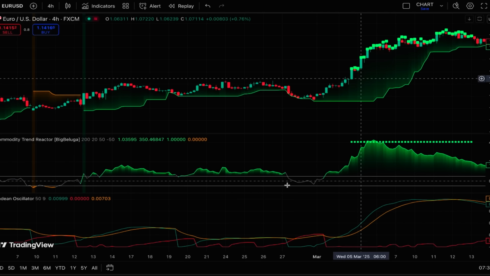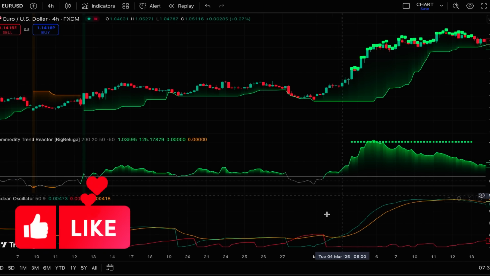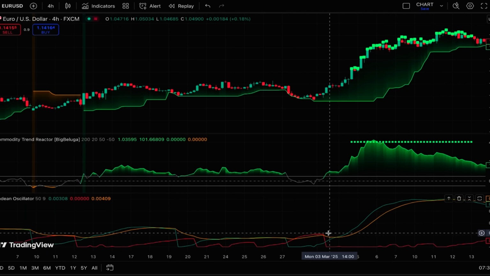Alright, this is the indicator, and as you can see, it's added here below the chart. This is a very powerful trend indicator that can help us to know when the price is advancing, when the price is declining, and when the price is not trending and moving flat.